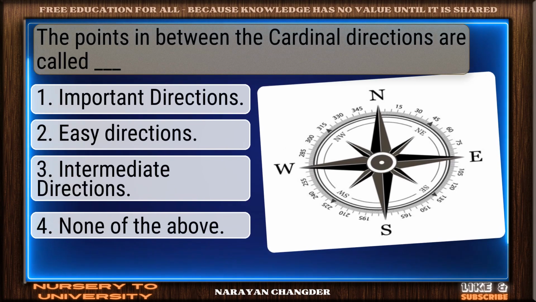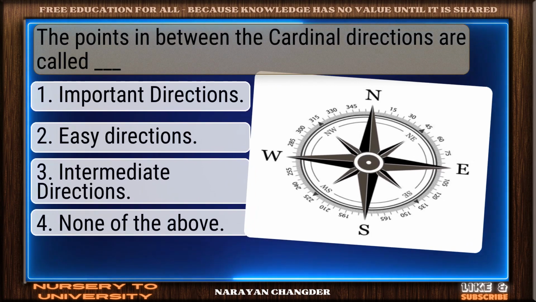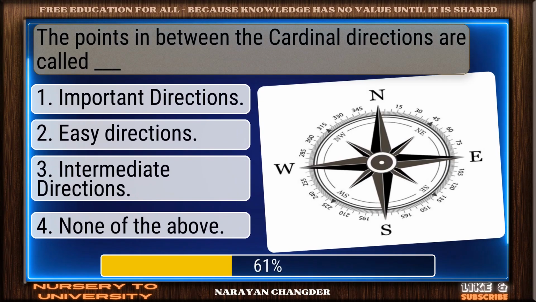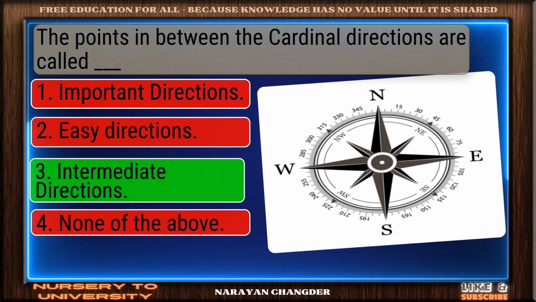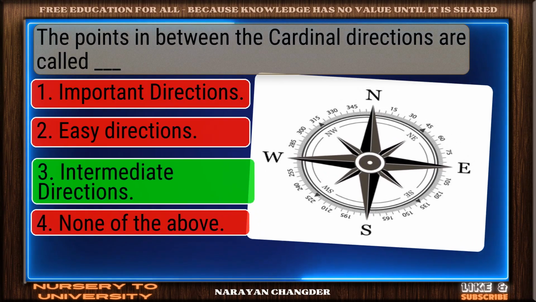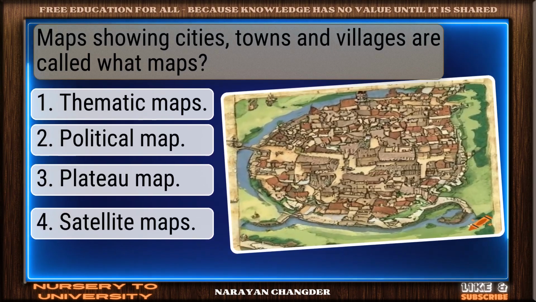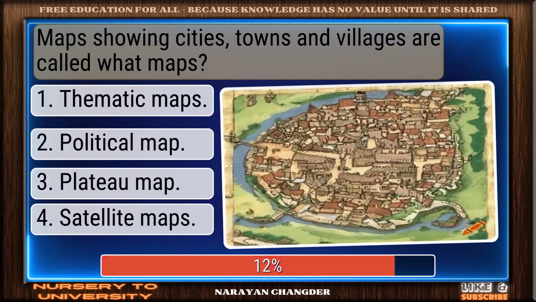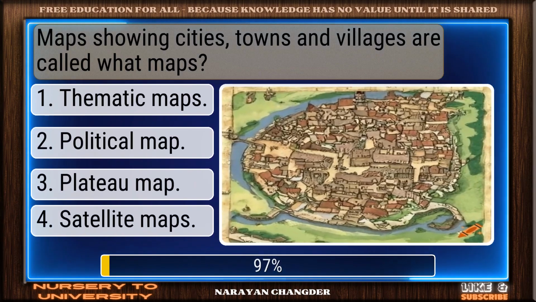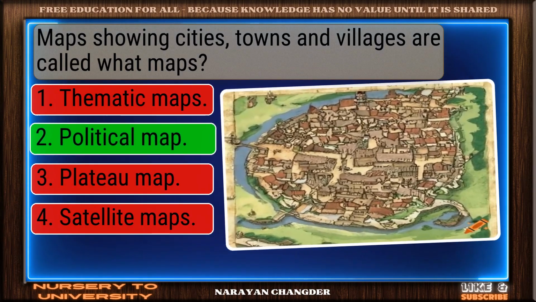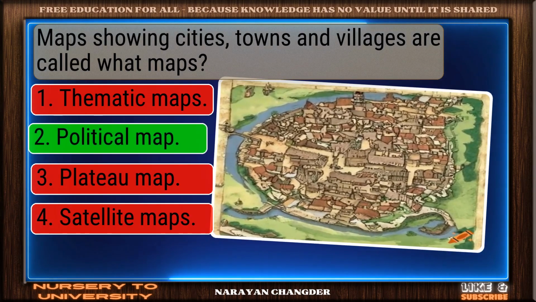The points in between the cardinal directions are called dash. Exactly. Intermediate directions make sense, and it is right choice. Maps showing cities, towns and villages are called what maps? Excellent. Political map is a brilliant choice.